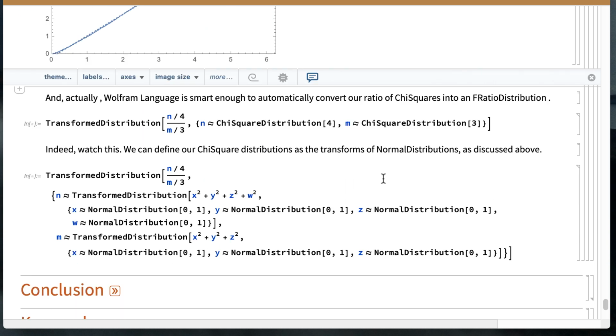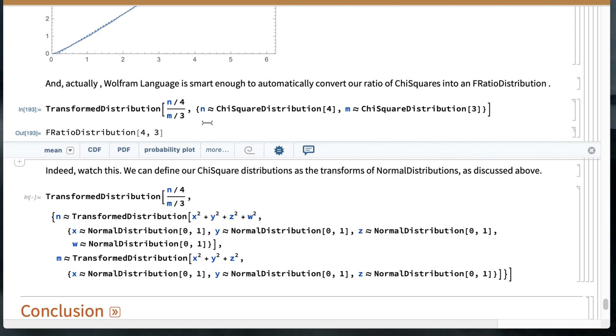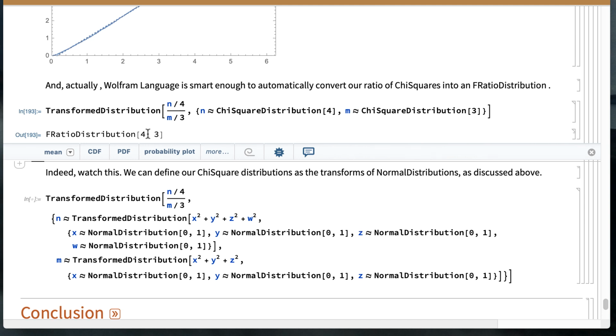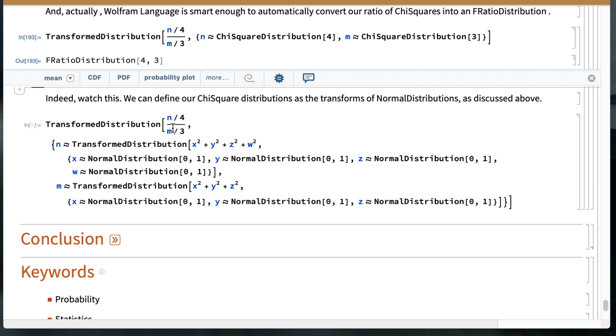And in fact, let's suppose I say, take n from a chi-square distribution of 4, and take m from a chi-square distribution of 3, and divide your n result by 4, divide your m result by 3, and that's our transform distribution, and it's smart enough to know, hey, that's an F ratio distribution with first parameter 4 and second parameter 3. So I think I'm going to leave this as an exercise for you.